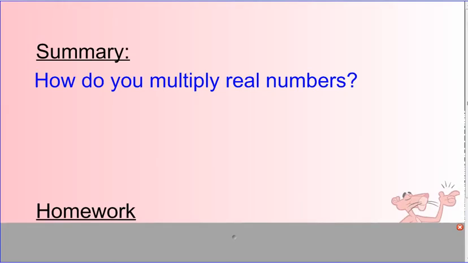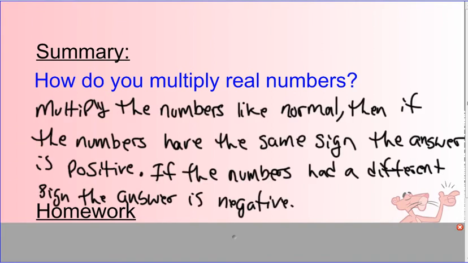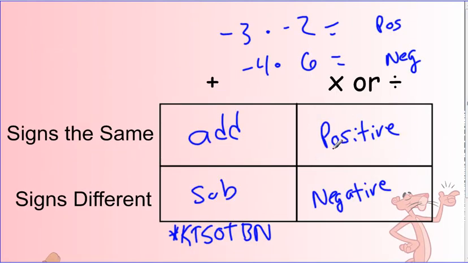So, summary. How do you multiply real numbers? What do you do? What rules do you use? Go ahead, pause the video, write down an answer, and we'll get back together in just a second. Okay, here's what I came up with. I said multiply the numbers like normal. Then, if the numbers have the same sign, the answer is positive. If the numbers have different signs, the answer is negative. That's basically what we said in our integer rules chart here. Signs the same, positive; signs different, negative.